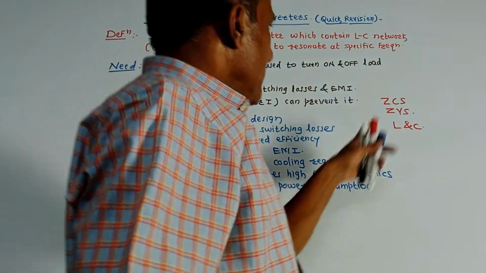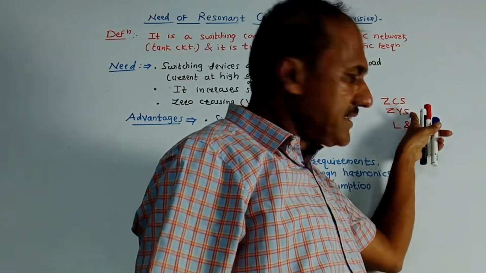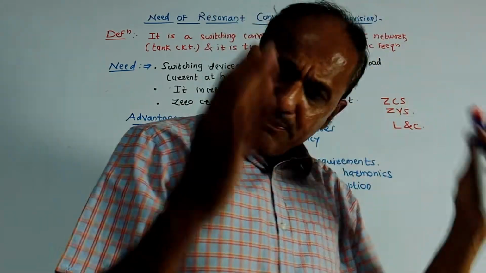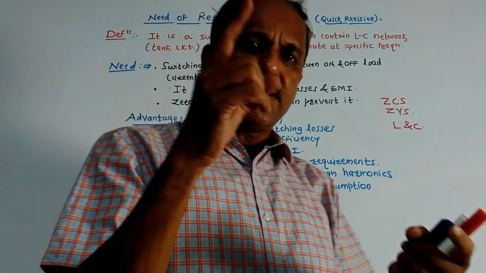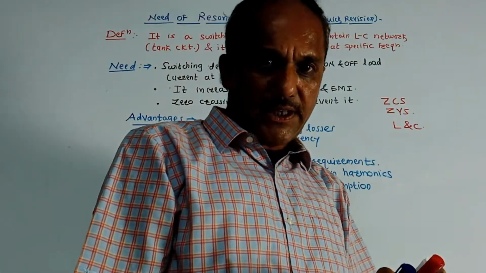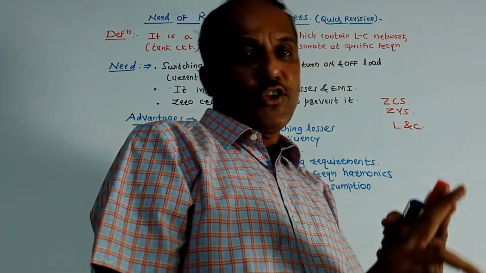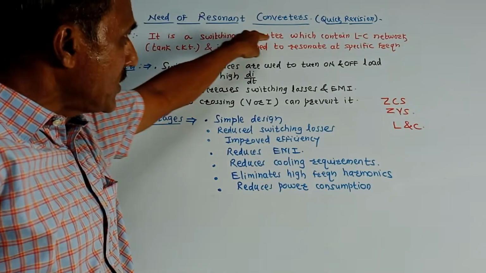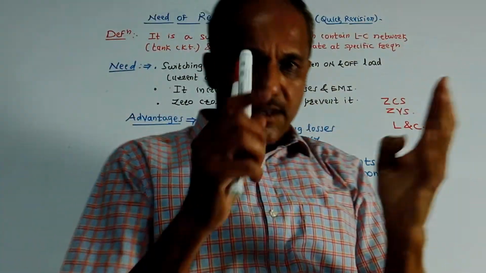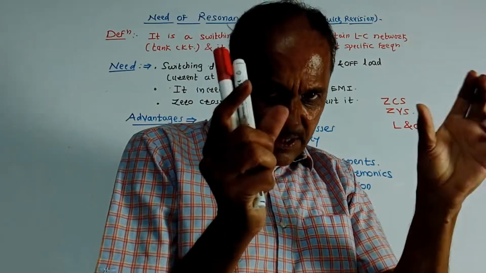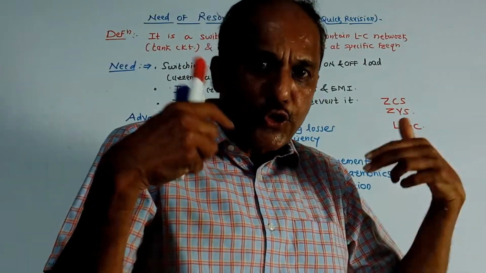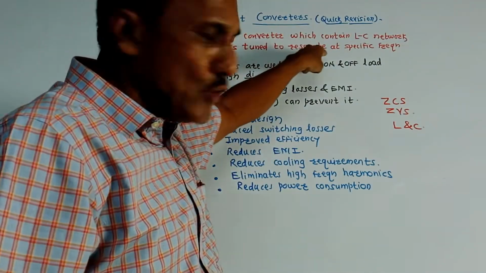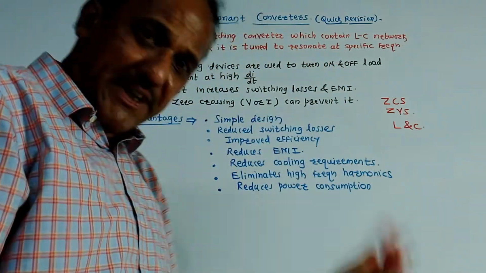Next part is ZCS or ZVS, that is zero current switching and zero voltage switching. From the exam point of view, you may expect a question like this: what is resonant converter, what is the need of resonance conversion, and what are its advantages? So the definition is, it is a switching converter which contains an LC network. Inductor and capacitor LC network is also called a tuned circuit or tuning circuit. So it is also known as tank circuit, and it is tuned to resonate at a particular frequency.